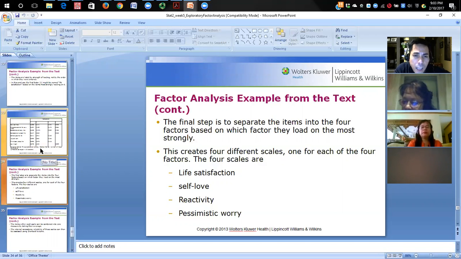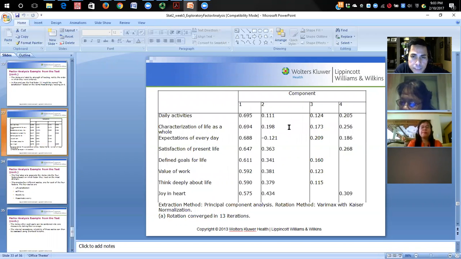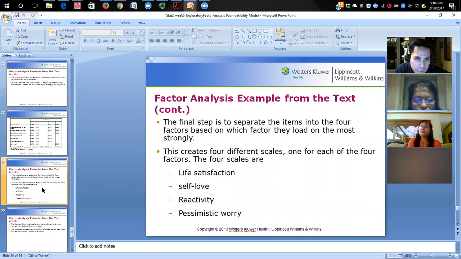So I think in the slide set here on the example in the textbook, you looked at the highest factors: 0.69, characterization of life as a whole, and then they look at this daily activities as 0.69, and then expectation of everyday life as 0.688, and then 0.647. And then they eventually call this subscale the life satisfaction subscale.